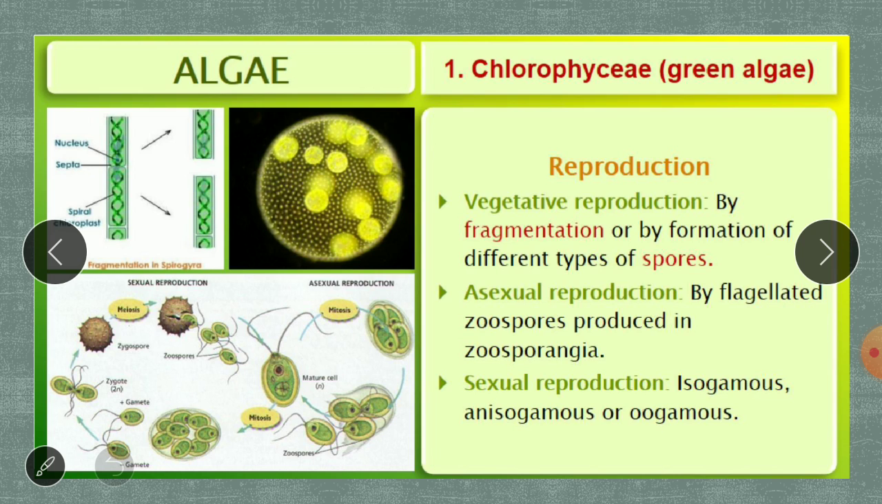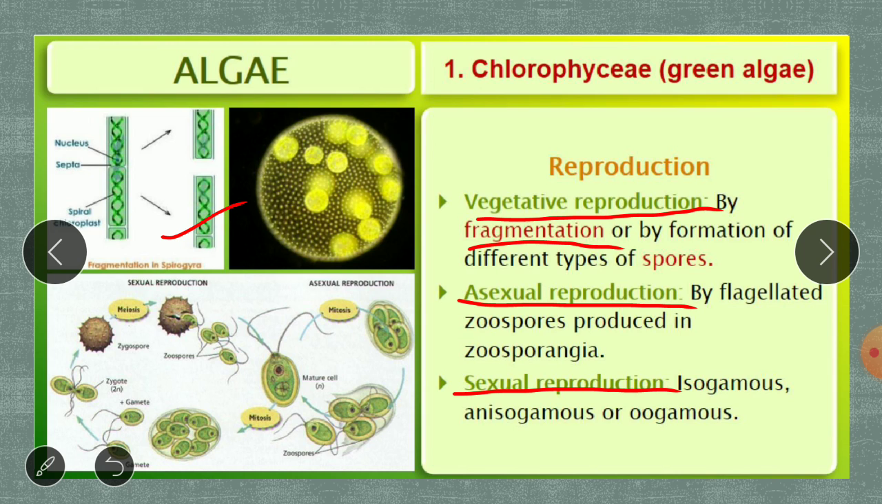Coming to the reproduction in the green algae, as we have already seen when we were studying the general characters of algae, the reproduction takes place by three methods: vegetative reproduction, asexual reproduction and sexual reproduction. Vegetative reproduction takes place by fragmentation, as I have already explained to you in the last video. This is fragmentation.